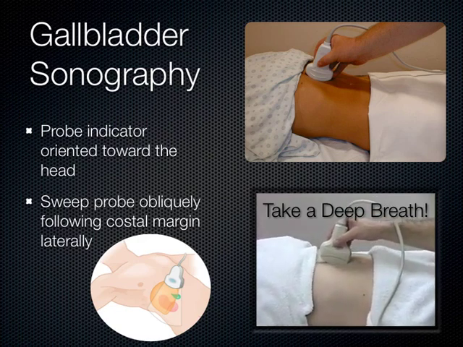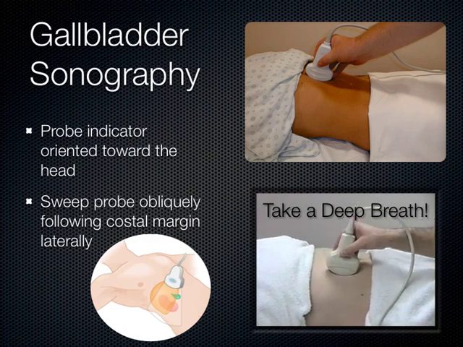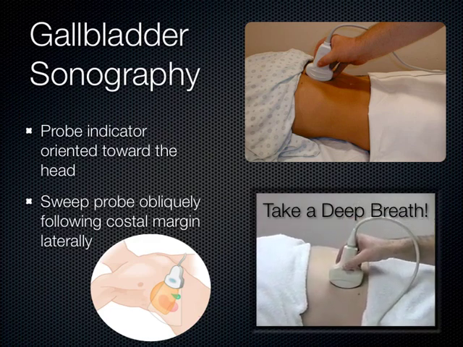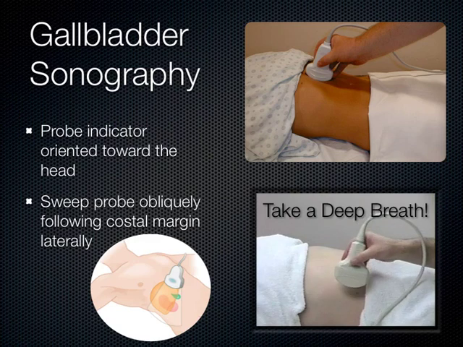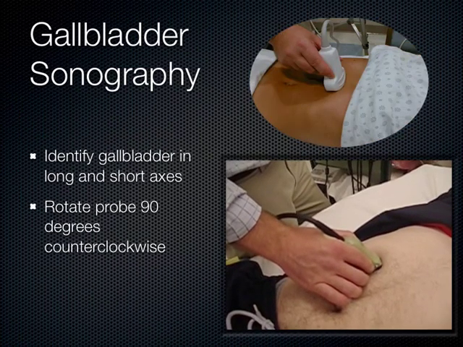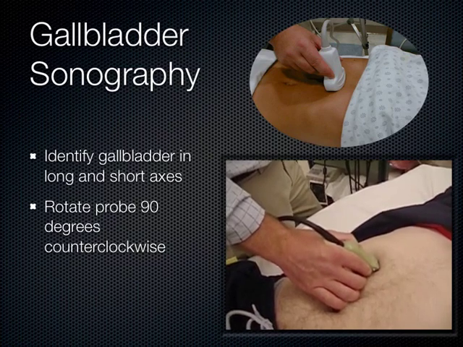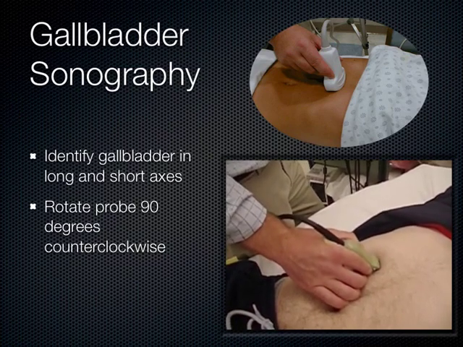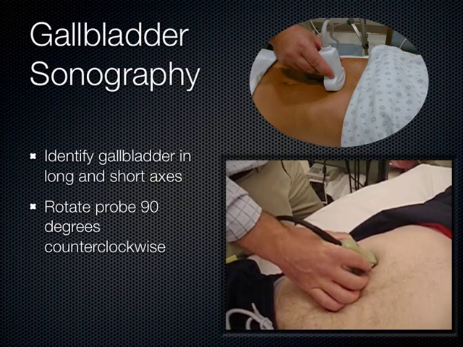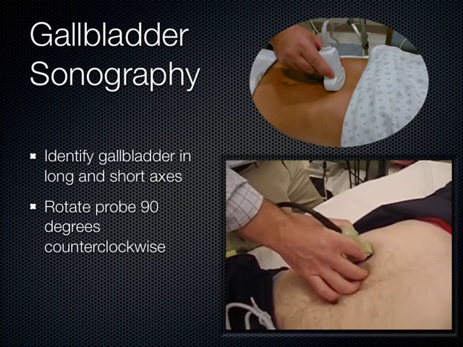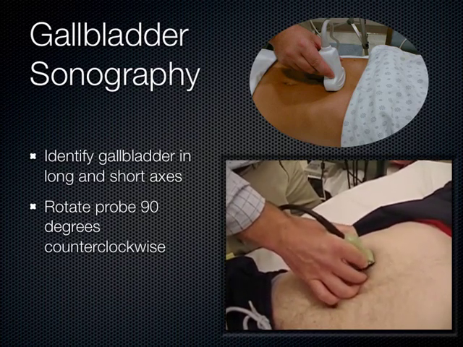Once you get the gallbladder in its long axis, you can then rotate the probe 90 degrees to get the gallbladder in its short axis. Once you insufflate the gallbladder in the long axis, you also need to view it in the short axis. Once you do get the gallbladder in the long axis, you're going to fan through the gallbladder, like so, making sure you catch the entire gallbladder, looking for any type of pathology.